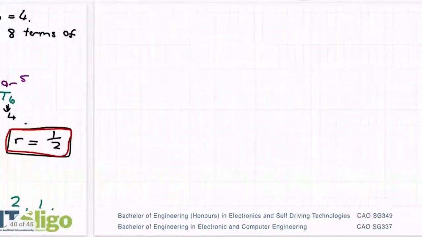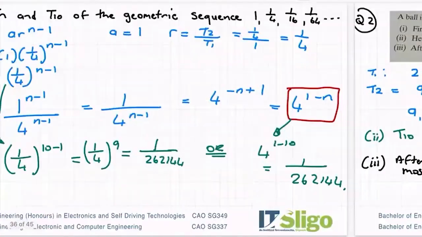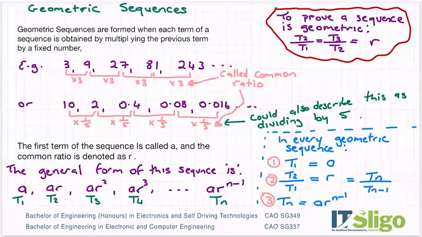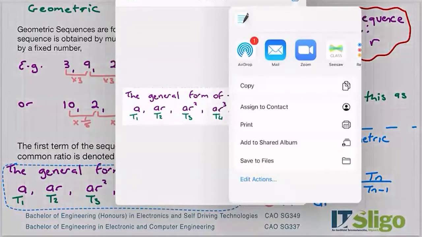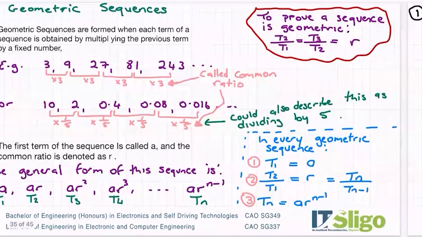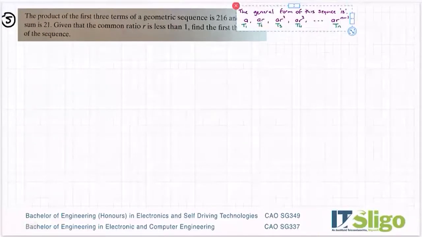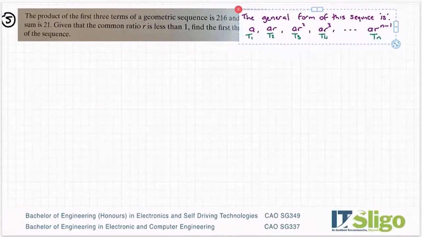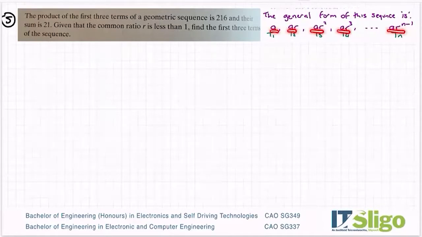So again, just like before, we're going to use, back to the theory page, the general form of the sequence. We know that the general form of any geometric sequence is a, ar, ar squared, and so on and so forth. In this question, we're concerned with the first three terms.